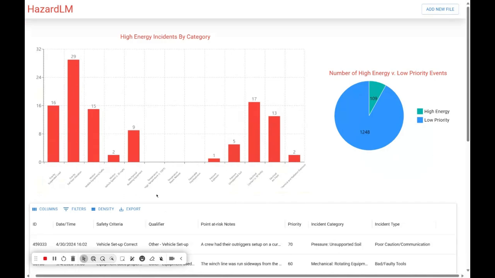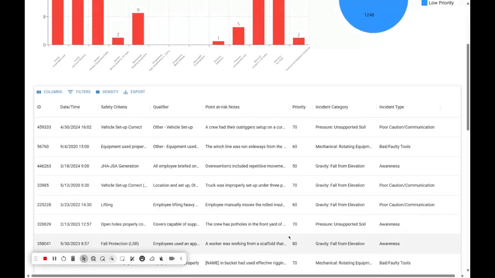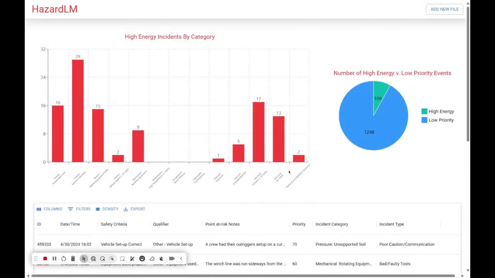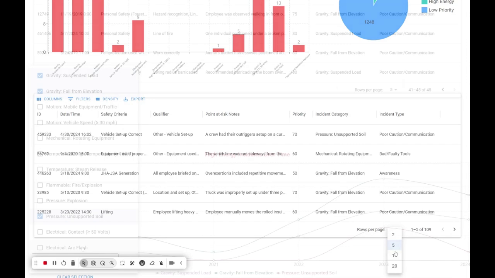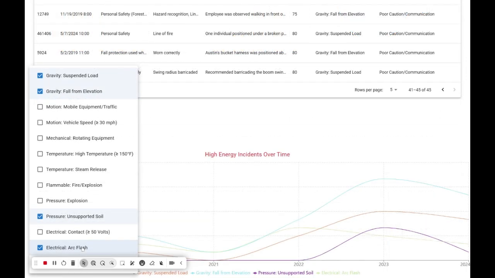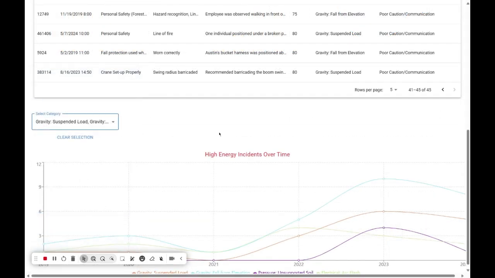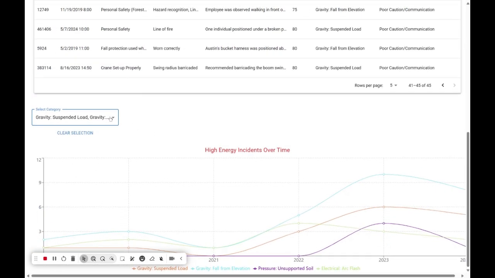Our website has a collection of interactive graphs and sortable tables to visualize high energy incidence. The high energy by incidence graph shows that fall from elevation, electrical contact, suspended load, and mobile equipment are the most frequent high energy incidence categories, suggesting that these areas may require enhanced safety measures. More notably, looking at our incidence over time graph, we can observe trends to determine which categories may need more attention than others.